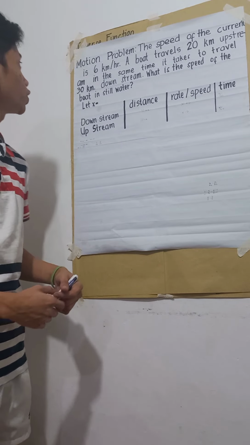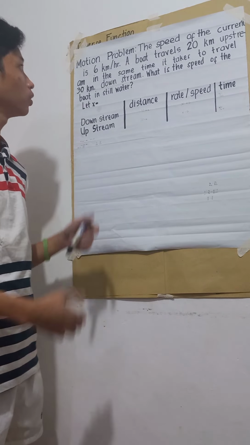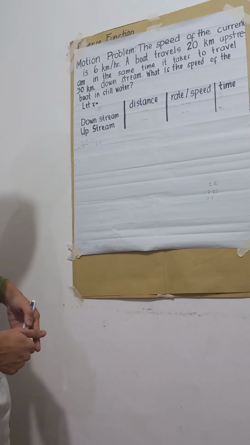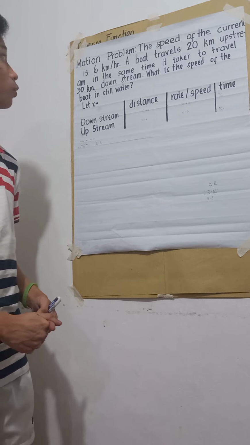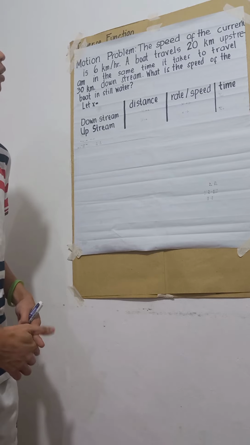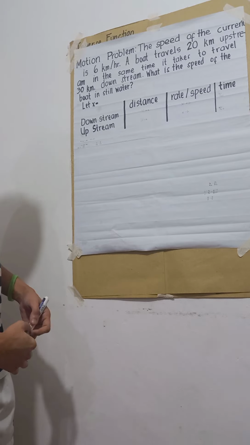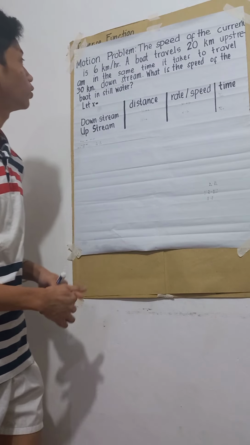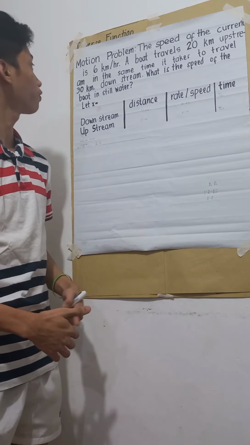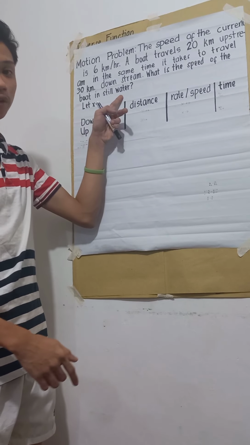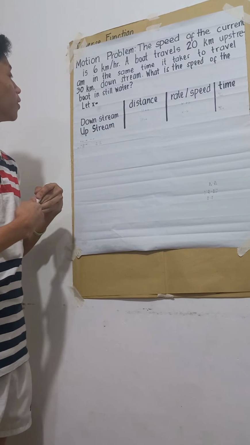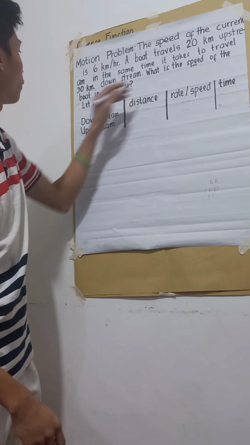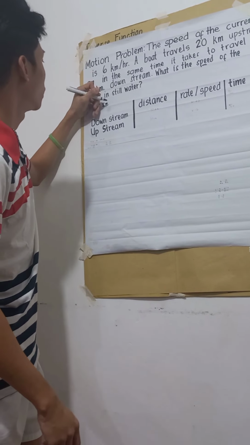Now, I will teach you how to solve a motion problem. Given this example, the speed of the current is 6 km per hour. A boat travels 20 km upstream in the same time it takes to travel 30 km downstream. What is the speed of the boat in still water? So, let x be the speed of the boat in still water.